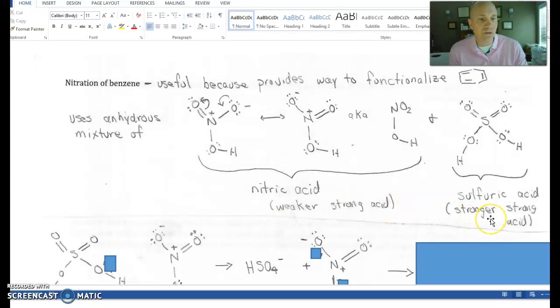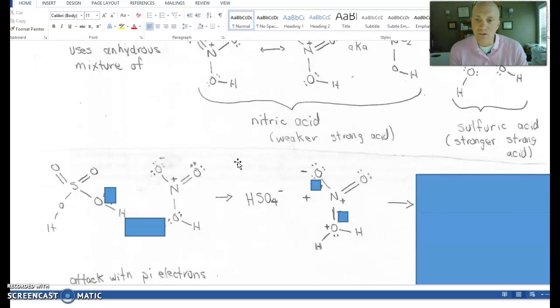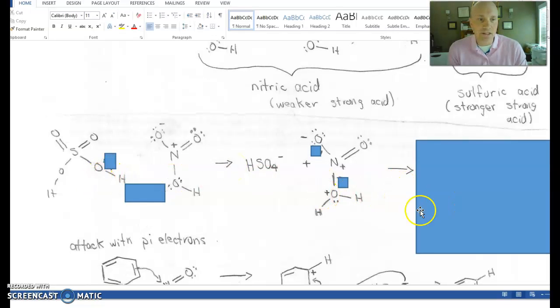What that means is that if you mix these two things together, remember they're both acids. Both of them have the potential to give an H+ to their neighbor. So if you mix them just with each other and there's no water around, would nitric acid be likely to give its H+ to sulfuric acid, or would sulfuric acid be likely to give its H+ to nitric acid? This means that sulfuric acid would be much more likely to give its H+ to nitric acid. So what happens in the mechanism of this reaction?